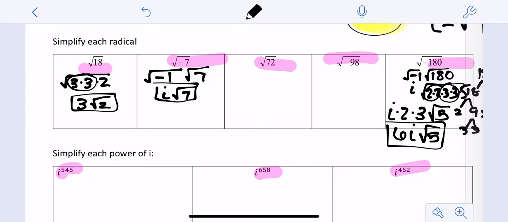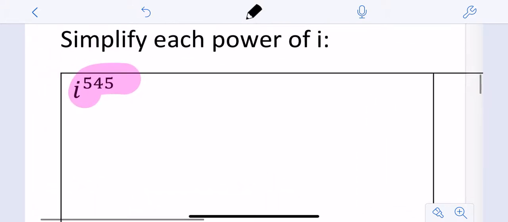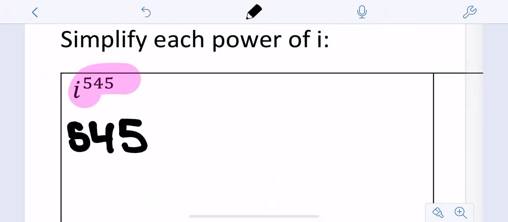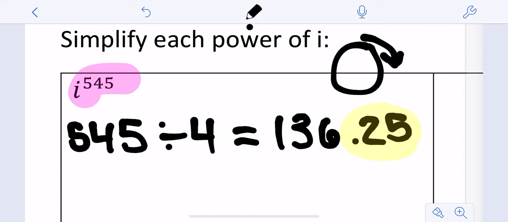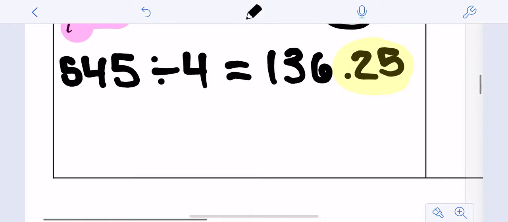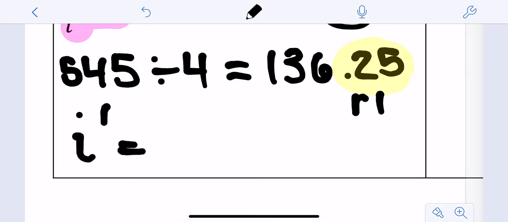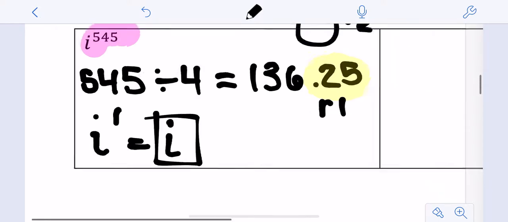I'm just grabbing a calculator so I can divide these a little quicker. So for i to the 545th, I'm going to do 545 divided by 4 because I want to know how far around my cycle that would go. That comes out to be 136.25. And so that means it would go around the cycle 136 full times, and then it would go around another quarter of the time. And so think about your cycle. 1/4 of the way would be here. That would be a remainder of 1. So this is going to be equivalent to i to the 1st, and i to the 1st is just i.